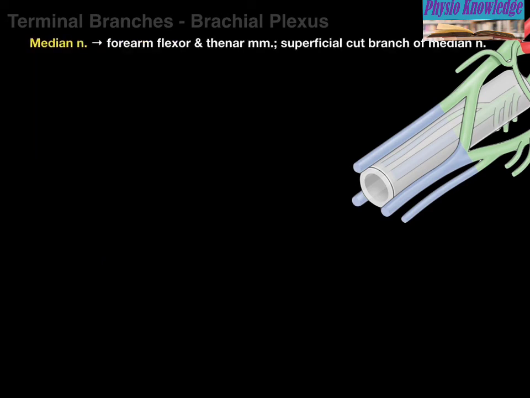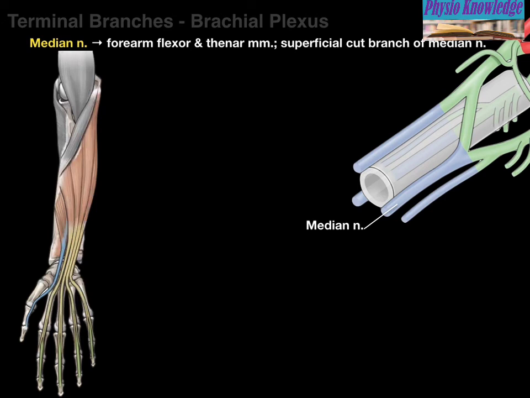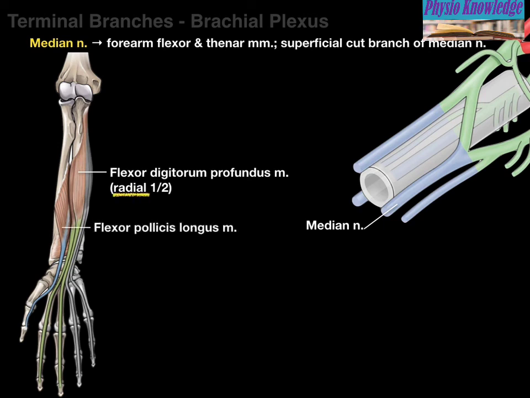Okay, next is the median nerve that innervates the forearm flexors and thenar muscles and has a superficial cutaneous branch. There's our median nerve, and then it innervates forearm flexors like pronator teres, flexor carpi radialis, and our palmaris longus muscles. It also innervates deep to that the flexor digitorum superficialis, and also deep to that, it does the flexor digitorum profundus. Now the radial half, and radial half because it's the belly that's closest to the radius, and so the radial half only, as well as our flexor pollicis longus that flexes your thumb.